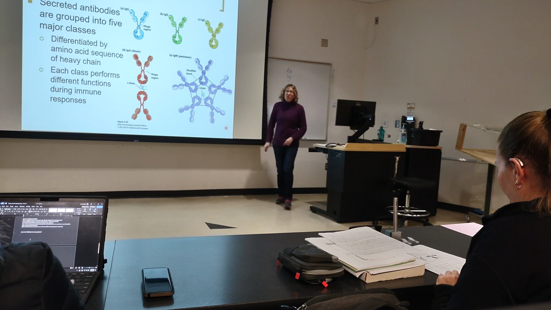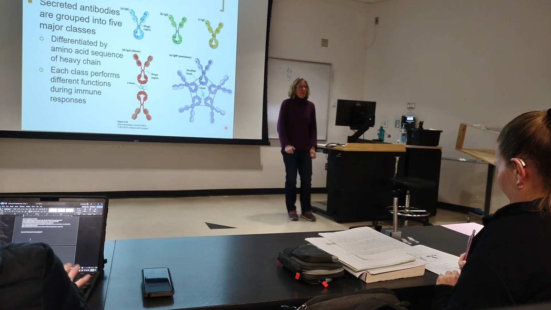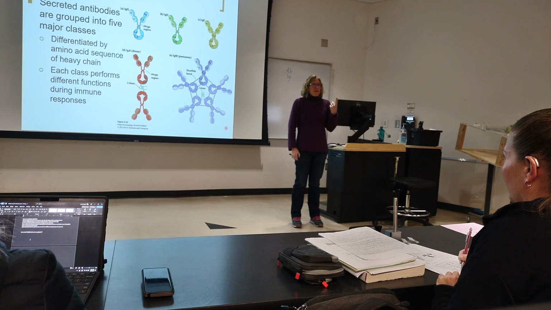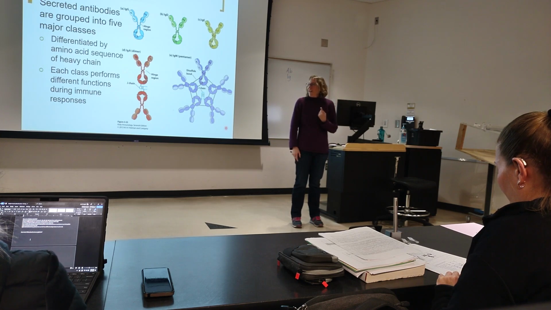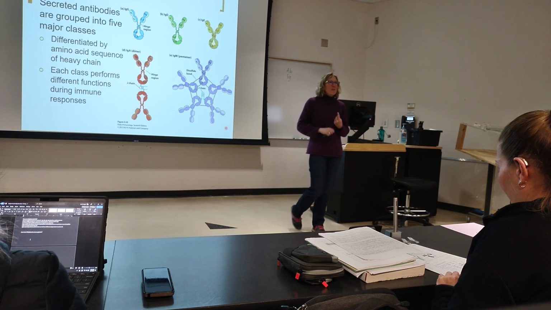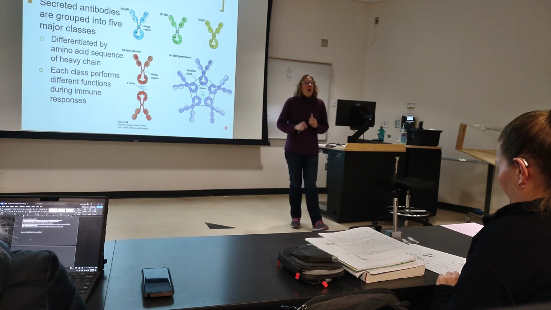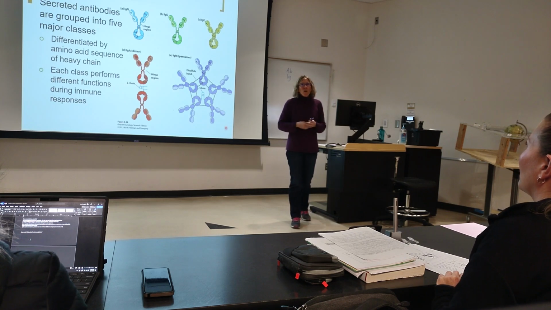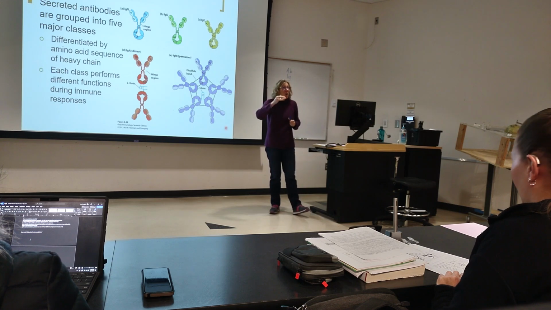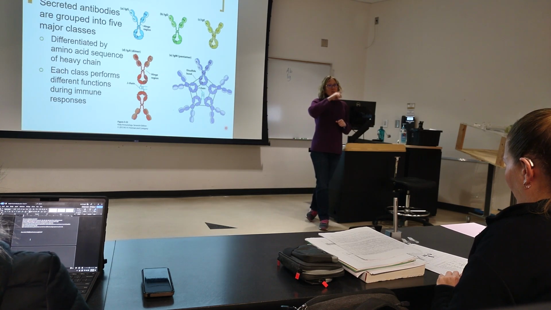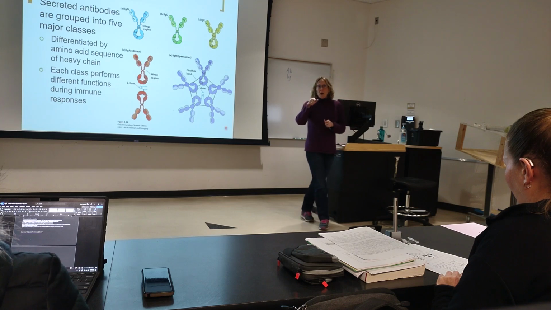IgD. The only one that I'm not going to explain hardcore about its particular job is because we don't know what its job is still. We do know that a B cell is not mature. It's not ready to do its work until it expresses IgM and IgD at the same time on its surface. So it's more for us a marker of maturity. It tells us, is this a baby B cell or is it a grown-up B cell? It's ready to do work.